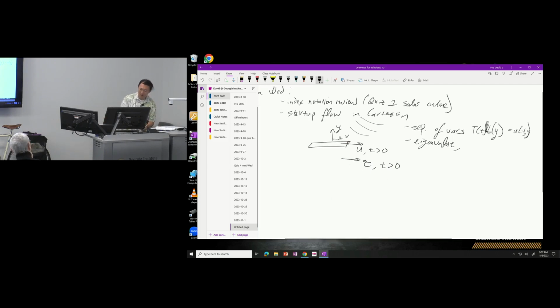But make sure you know how to apply the boundary conditions and how to change it into the ODE problem. Okay.